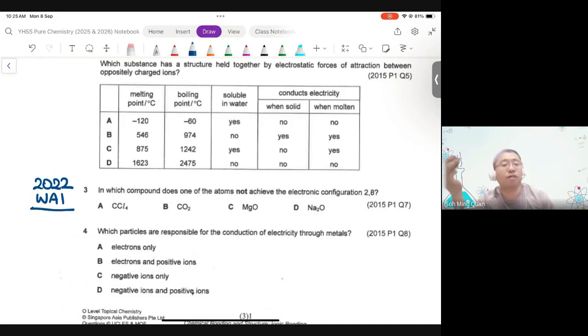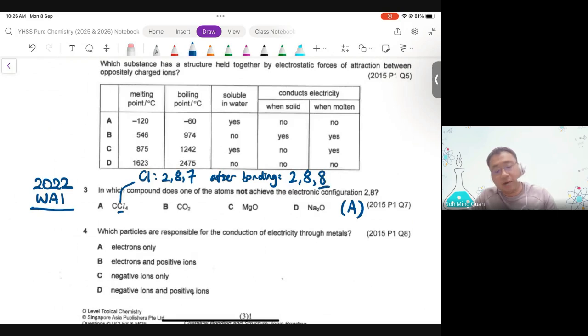If you recall, I've given you 2022 WA1 to practice. This is one of the questions. All right. So now let me show you the results. And the answer is A. The majority of you got it correct. Now it's very easy to work it out. Chlorine itself is 2,8,7. Now, after bonding, it wants to achieve 2,8,8, the fully filled outermost shell. So chlorine cannot have electronic configuration 2,8. Therefore, the answer is A, CCl4.